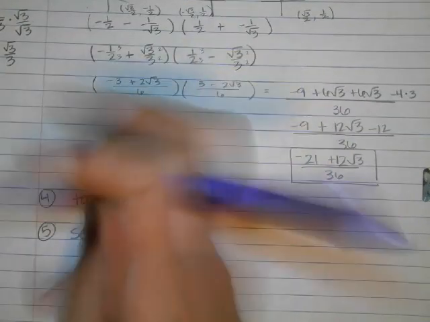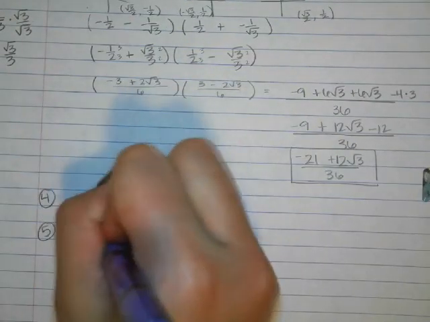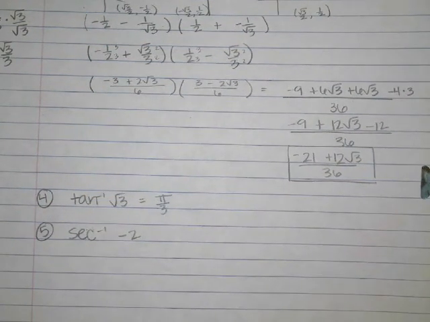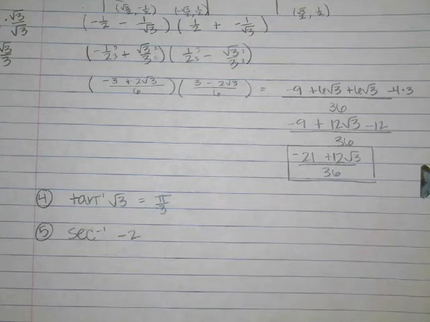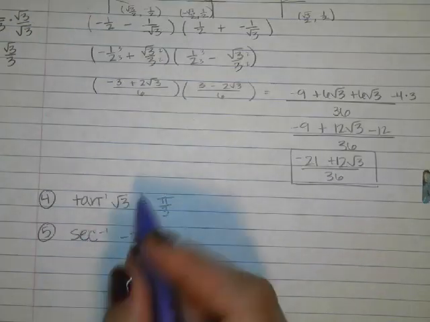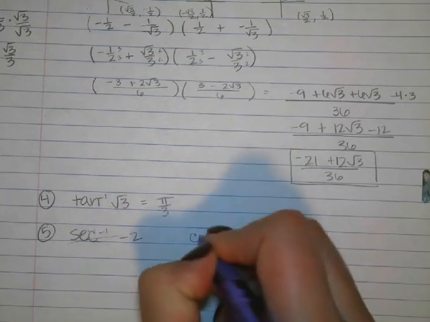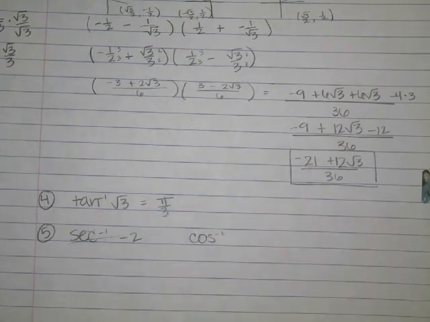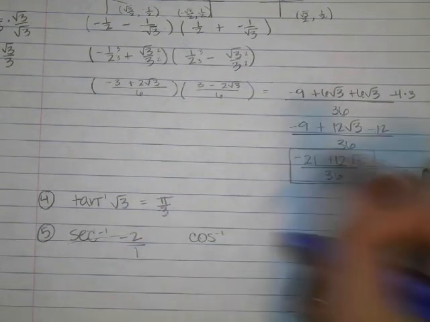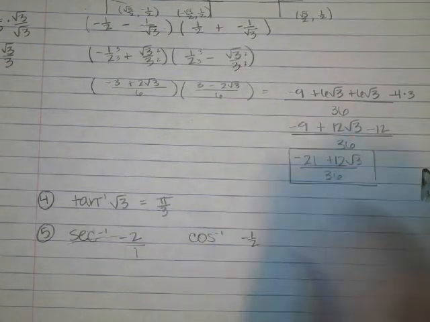We're going to do secant inverse of negative 2. Negative 2 is going to be hard for me to find on the unit circle because this is secant inverse, and so what I'm going to do before I even start the problem is I'm going to say, no, that's not the problem I'm talking about. I'm talking about cos inverse of the flipped version of this fraction. So I'm talking about cos inverse of negative 1/2.